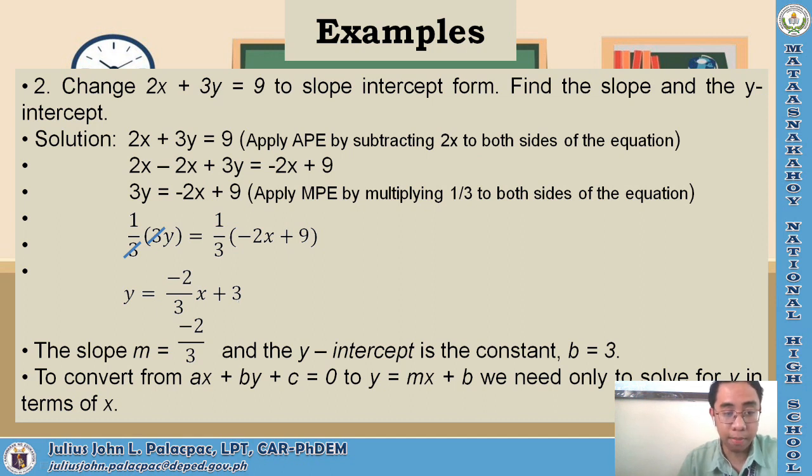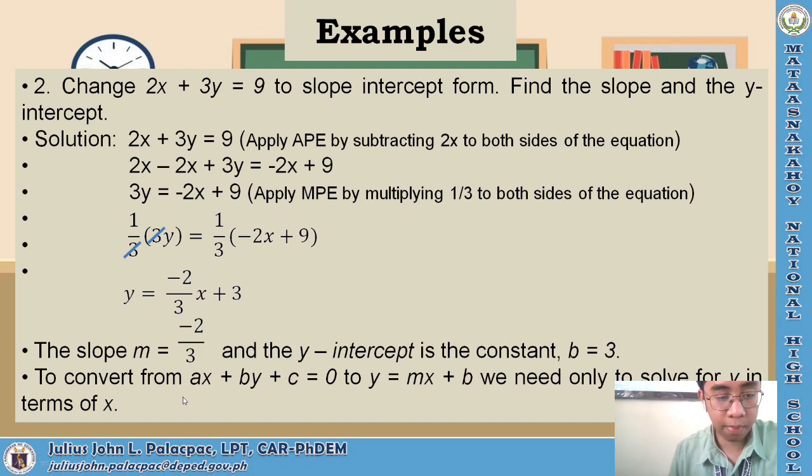So the slope m is equal to negative 2 over 3, since it is the slope wherein y is equal to mx plus b. The numerical coefficient of x, or mx, is negative 2/3. We will not indicate x in the slope. Remember that, x is a variable. And the y-intercept is the constant b, which is equal to 3. Since it's positive 3, b is equal to 3, or the y-intercept.